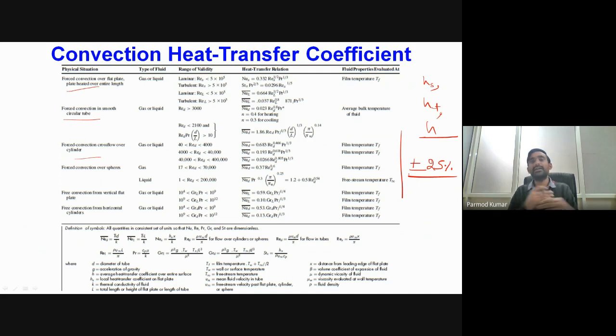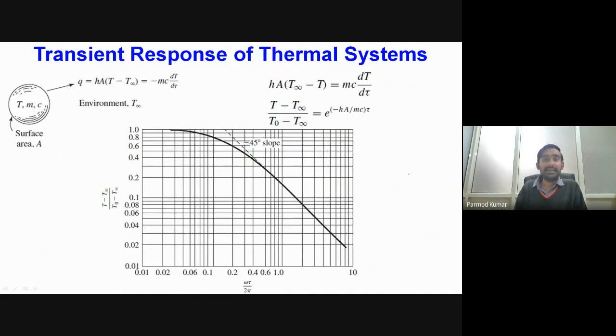Okay, so that's why many times you will find that we have significant variations in our convective heat transfer coefficient correlations. Okay, so if we have errors as large as plus minus 25%, still we can consider that our heat transfer coefficient correlation is within acceptable limits. Okay. Then transient response of the thermocouple.